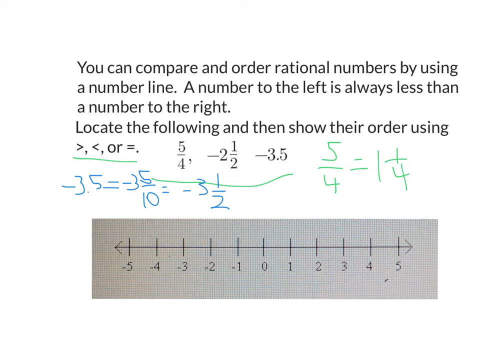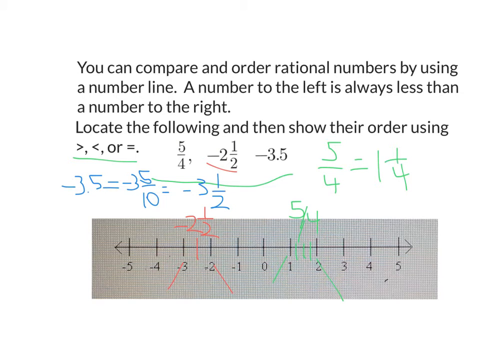So what I did there was I just changed 5/4 into 1 1/4, and then we're going to plot it. 1 1/4 is between 1 and 2. I have to divide this up into quarters, so there we go. Now there's 4 positions there, so 1 1/4 is going to go right there, so that's where 5/4 is going to go. Now -2 1/2, that one there is going to be in red here. It's going to be between -2 and -3. It's halfway between, so it's going to be -2 1/2.